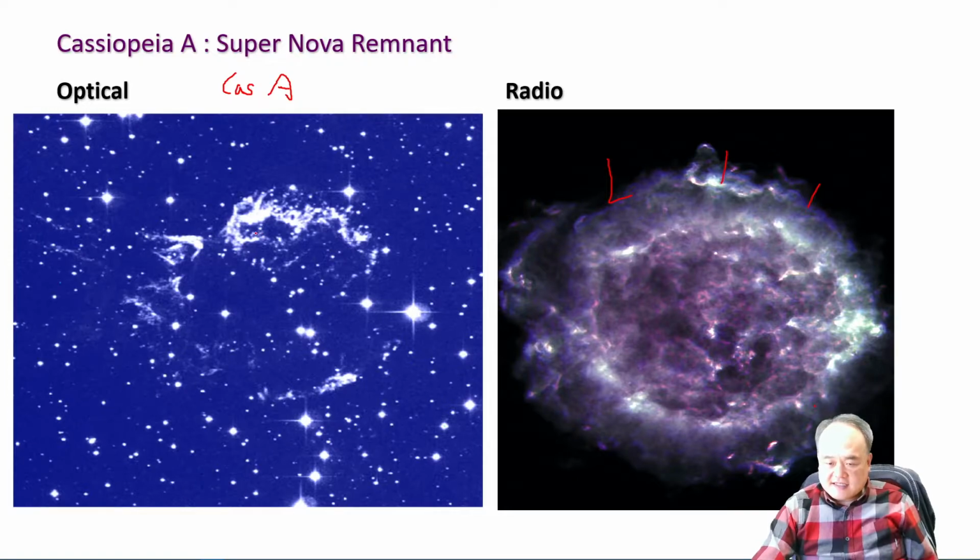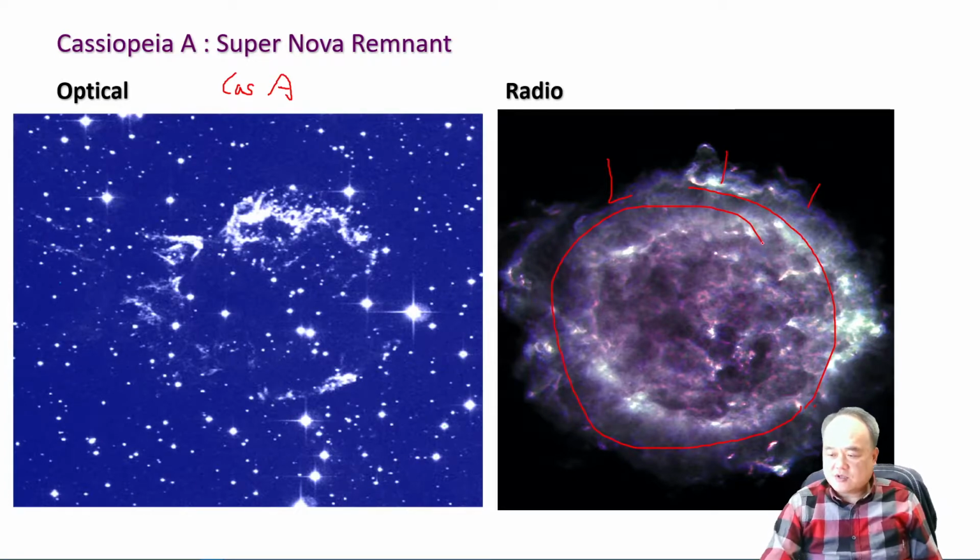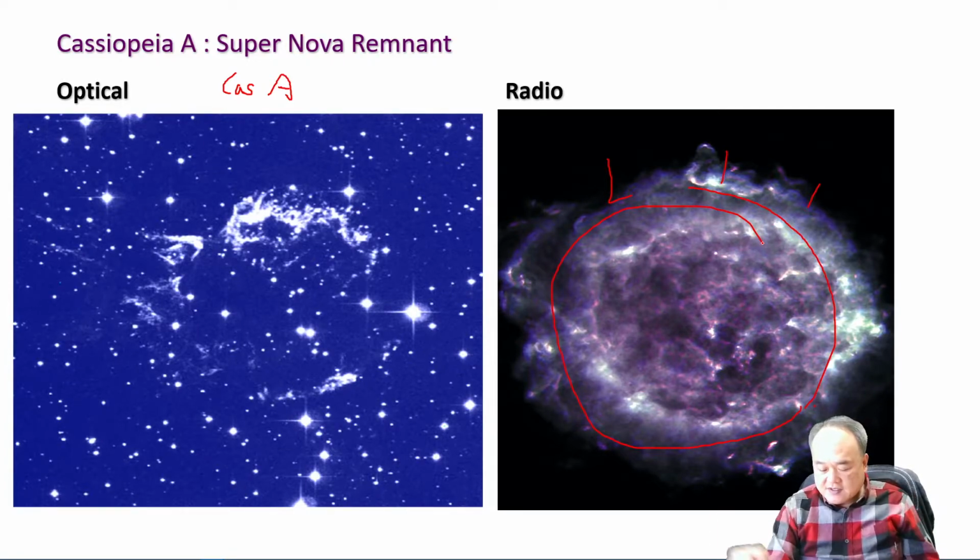Okay? Cas A is seen in optical. It has some edge of the supernova remnant, the expanding edge, visible and recognizable. But when it is seen in radio, we can see the fully enclosed expanding shell structure of the supernova remnant, because synchrotron radiation is a really very efficient process.